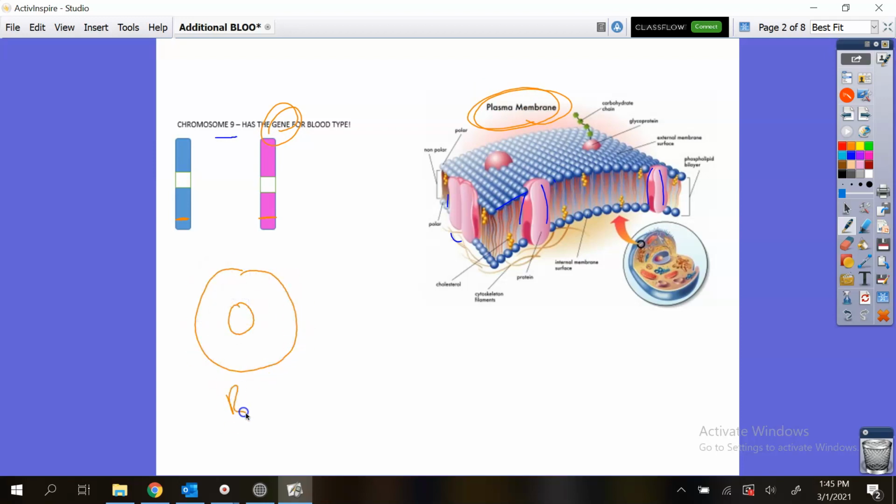So your red blood cells are your blood cells, and they have a certain cell surface marker on them. What we're focusing on here is this part of the red blood cell. That is a marker that says, hey, I am type O blood, or I am type AB blood. So remember, don't forget our plasma membrane. In our plasma membrane, we have our phospholipid bilayer with a bunch of proteins. And the protein that we're focusing on right now is the cell surface marker.